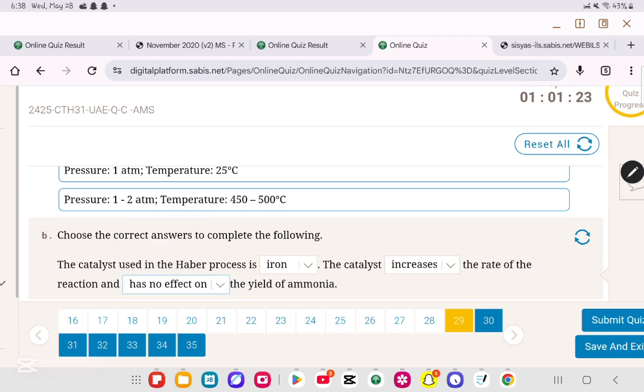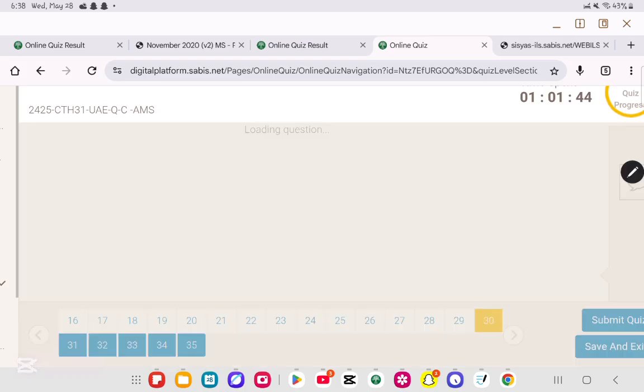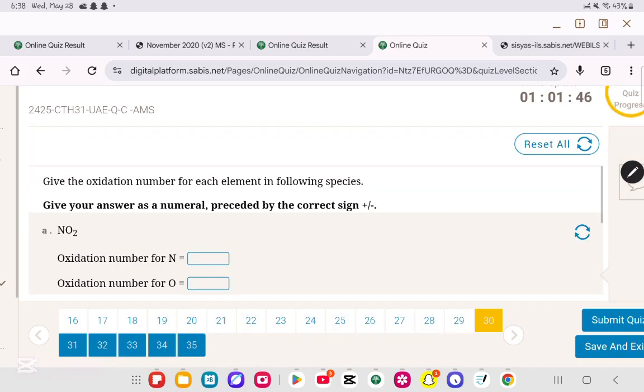Why is that? The catalyst will not add more reactants. So how will the concentration of products increase if the concentration of reactants is the same? It's not going to work. So the only thing a catalyst does is increase the speed, but it has no effect on the yield. We move on to question number 30.